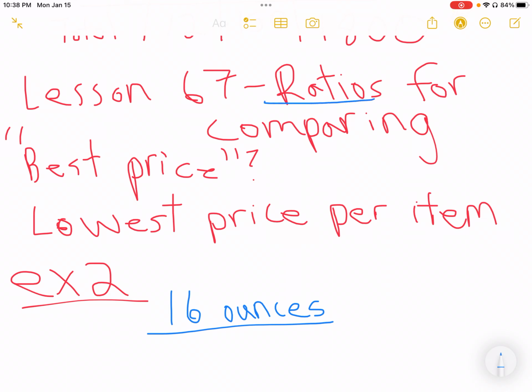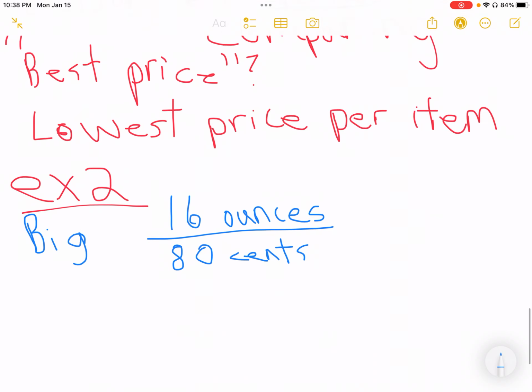So 16 ounces, and it says it cost 80 cents, right? So we'll just write it like that. Well, I could reduce that, right? And yes, you could. How would I do that? Well, I'd figure out what can go into both of those. But let's just say this is the big can, because they still mention more stuff. So this is the big can, and then they said the small can, okay, small. It said it held 12 ounces and cost 72 cents.